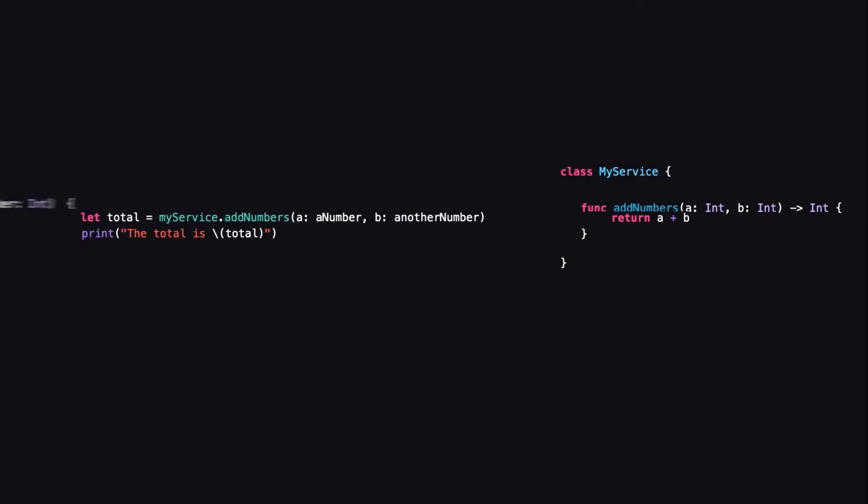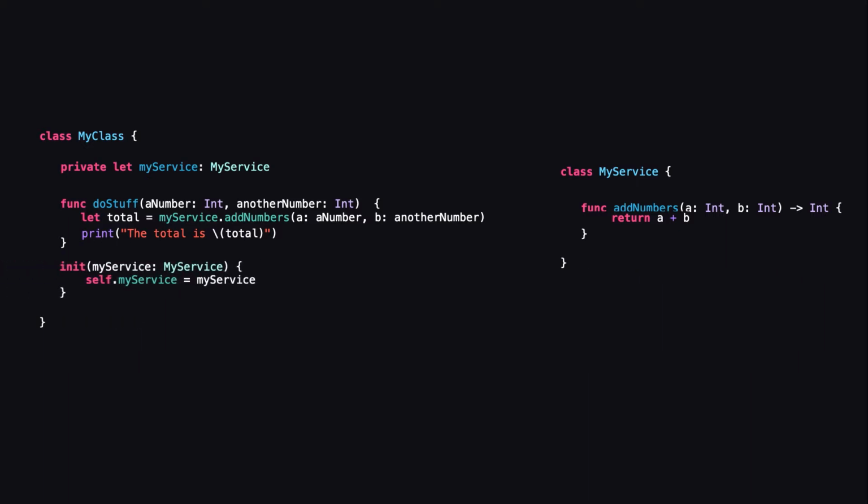Now, let's put this code inside a function and put the function inside a class. This class needs an instance of myService, which needs to be declared as a variable. We initialize it within the initializer. Now, how do we test doStuff? For example, how do we test if doStuff actually calls addNumbers?